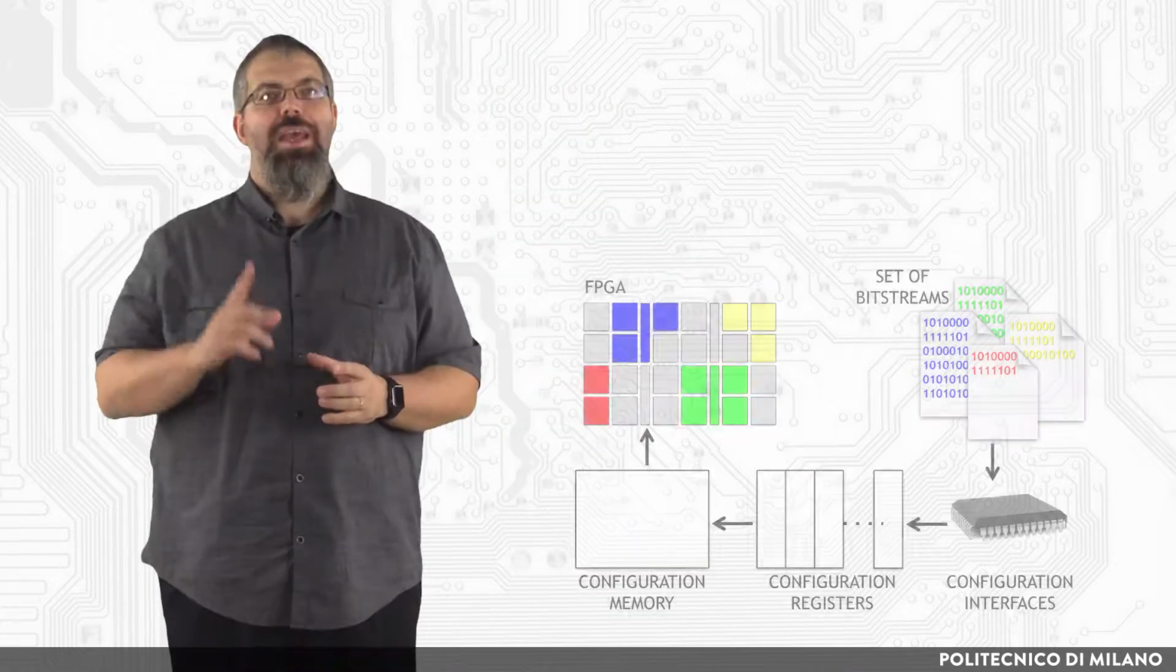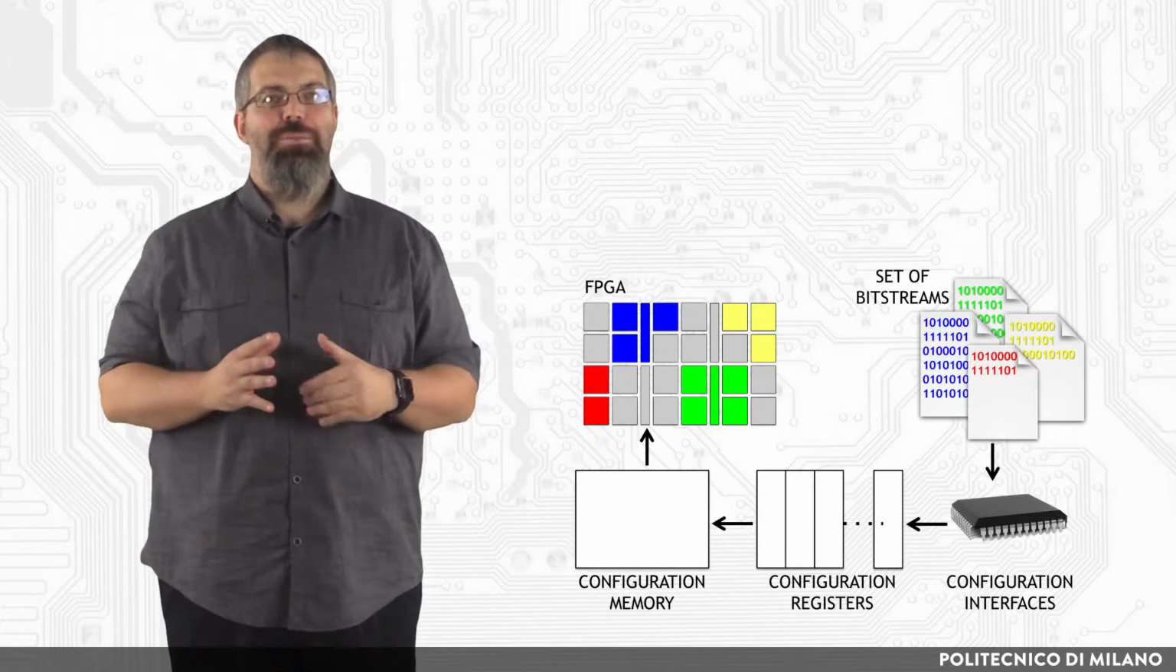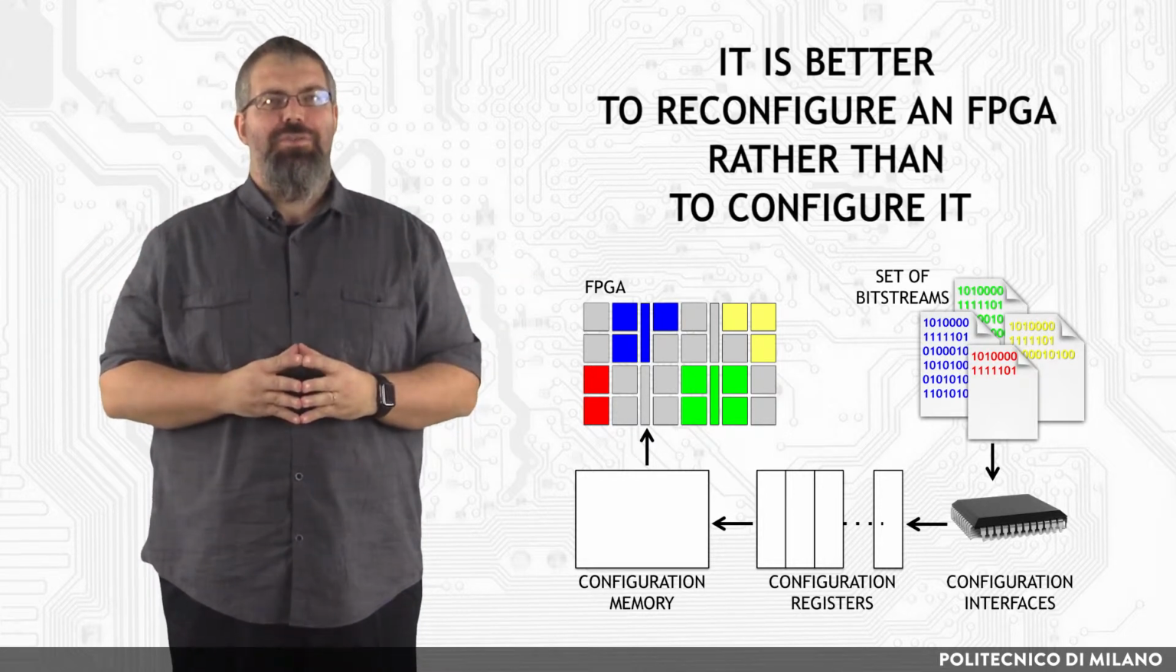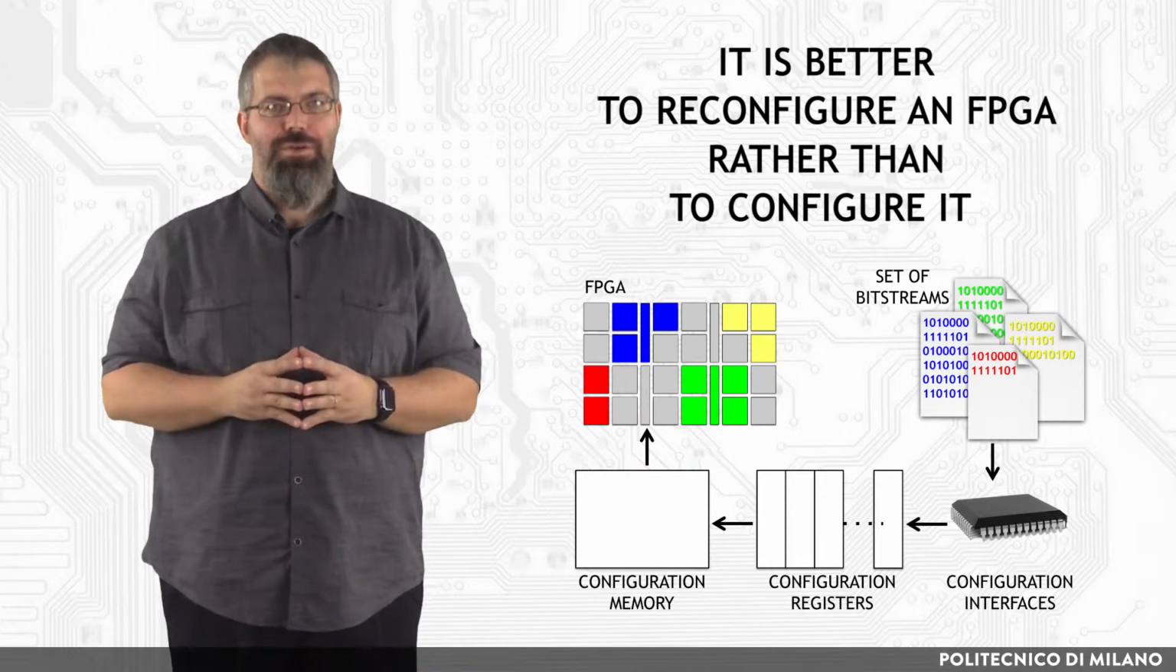Configuring an FPGA means changing its functionality to support a new application, and it is equal to having some new piece of hardware mapped on the FPGA chip, implementing the new functionality. Considering the fact that an FPGA can be programmed an unlimited number of times, it may be better to use the term reconfiguring an FPGA rather than configuring it.